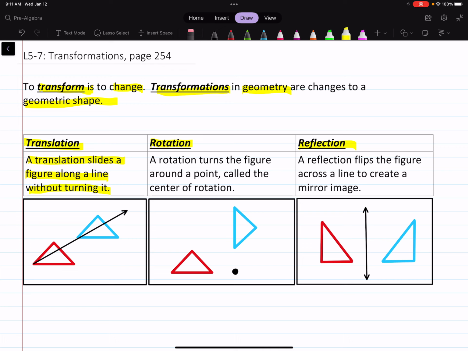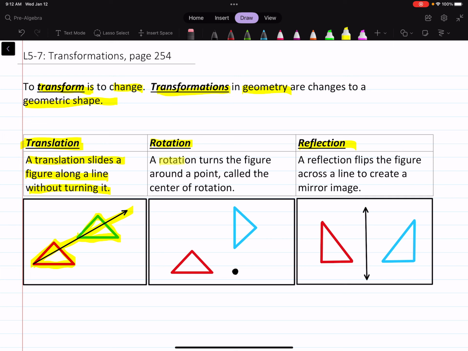So the example here that we have is, let's do this in a different color. Let's do this red. Okay, this line here is the line that we're going to move on, and we go from the red and we just move it, and notice that it doesn't turn at all, it just moves along that line. And so that's what's called a translation, just a simple movement of the figure.